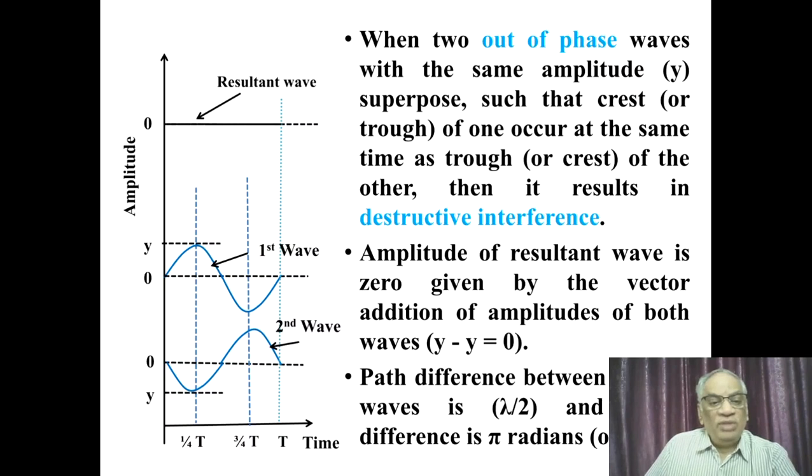When two out-of-phase waves with the same amplitude superpose such that the crest of one wave and the trough of the other wave occur at the same time, then it results in destructive interference, because the amplitude of the resultant wave is 0, as given by the vector addition of the amplitudes of both waves, that is y minus y is equal to 0. Hence the path difference between the two waves is lambda by 2 and the phase difference is pi radians or 180 degrees, as shown in the figure.